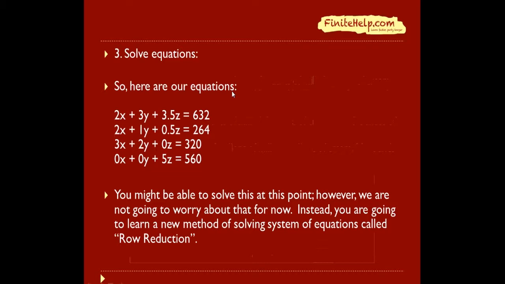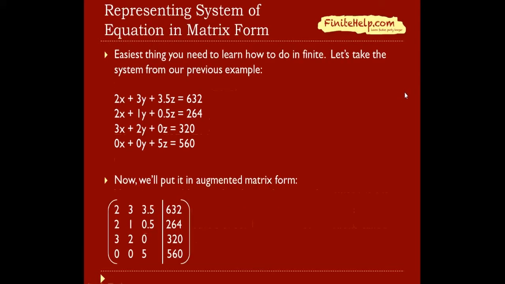So now we're going to try to solve it. Solving a system of more than 2 equations and more than 2 variables is pretty complicated. And we're not actually going to solve this right now. But instead, we're going to learn a new method called row reduction. So you might have learned in high school what a matrix is. A matrix simply is just a bunch of numbers in a rectangular form put inside brackets like this.